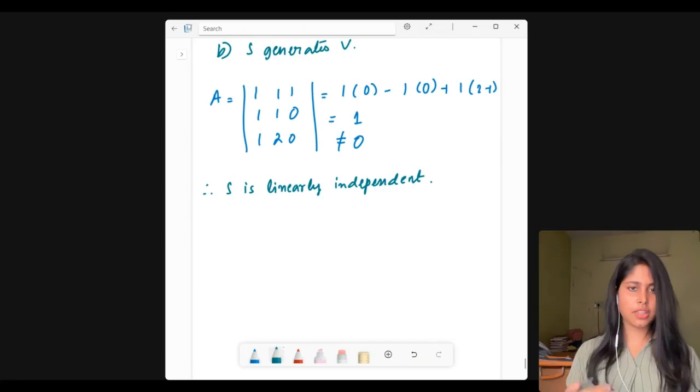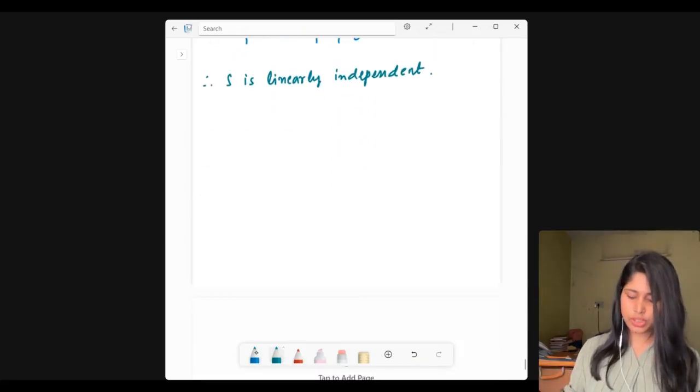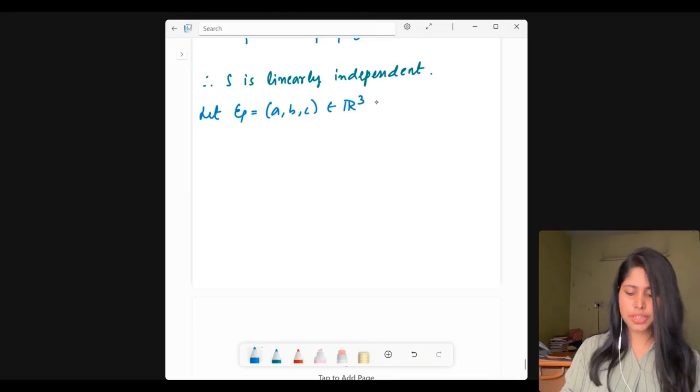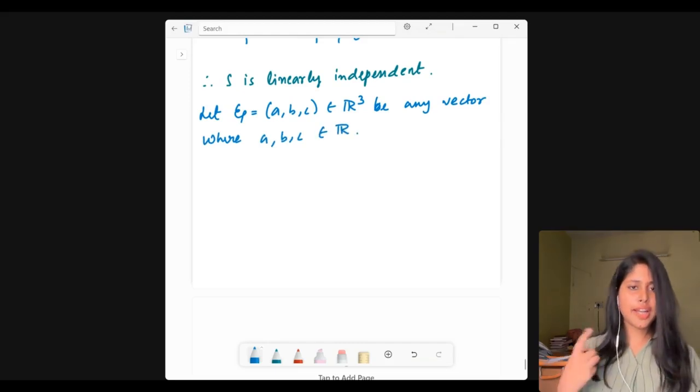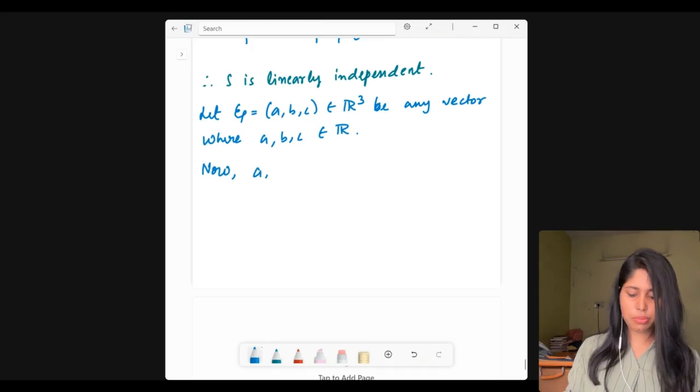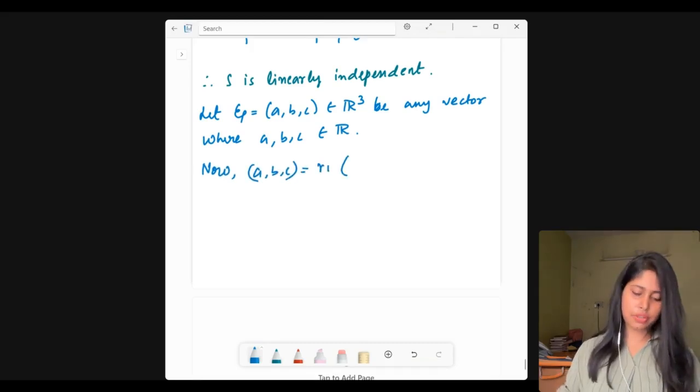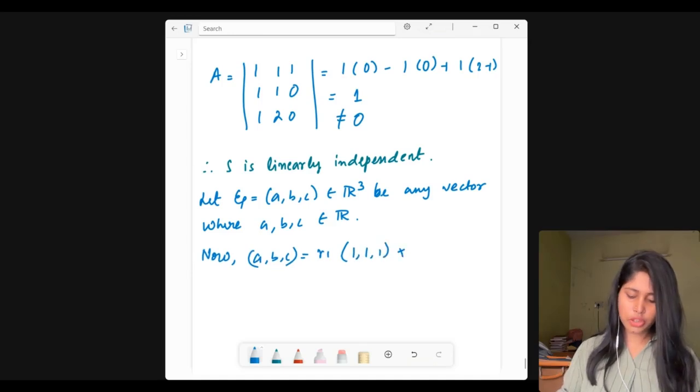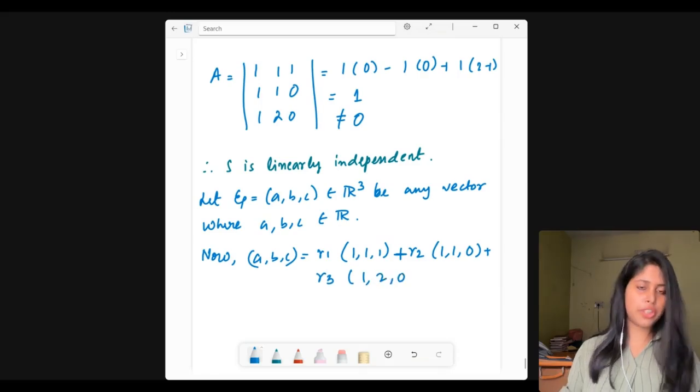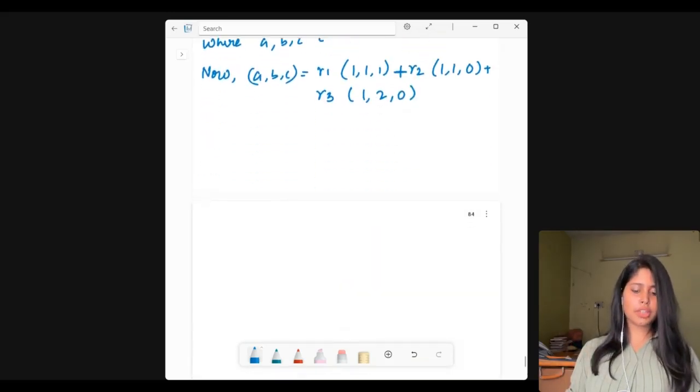Now, next we will write: let xi is equal to (a, b, c), which belongs to R3, be any vector, where a, b, c belong to R. And next we will show that (a, b, c) can be written as r1 into the vector (1, 1, 1) plus r2 into (1, 1, 0) plus r3 into (1, 2, 0). So from here we will get a system of three linear equations, and then we will solve it using Cramer's rule.